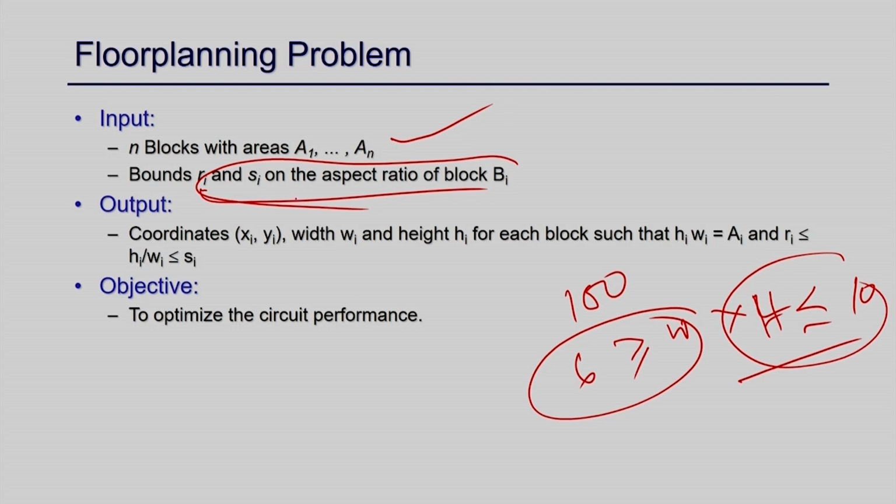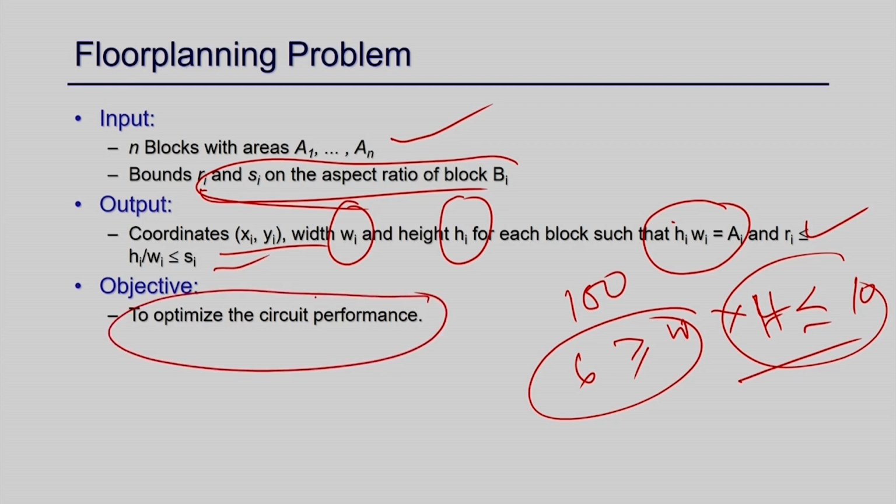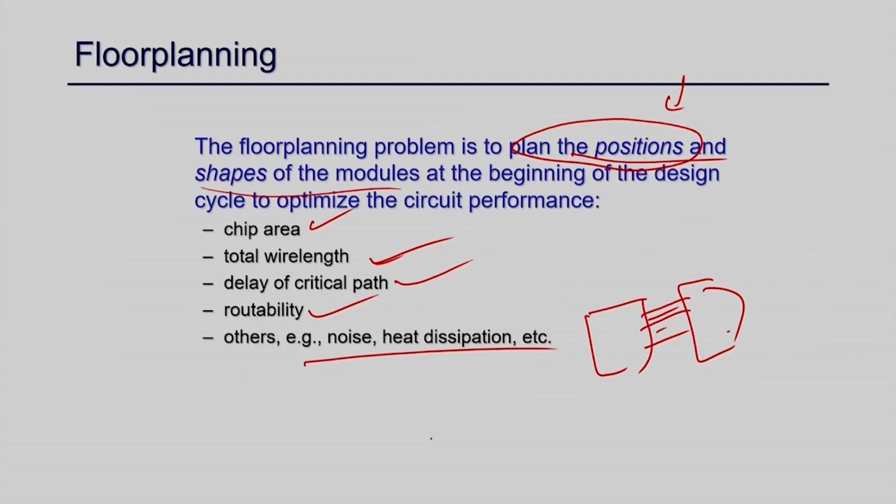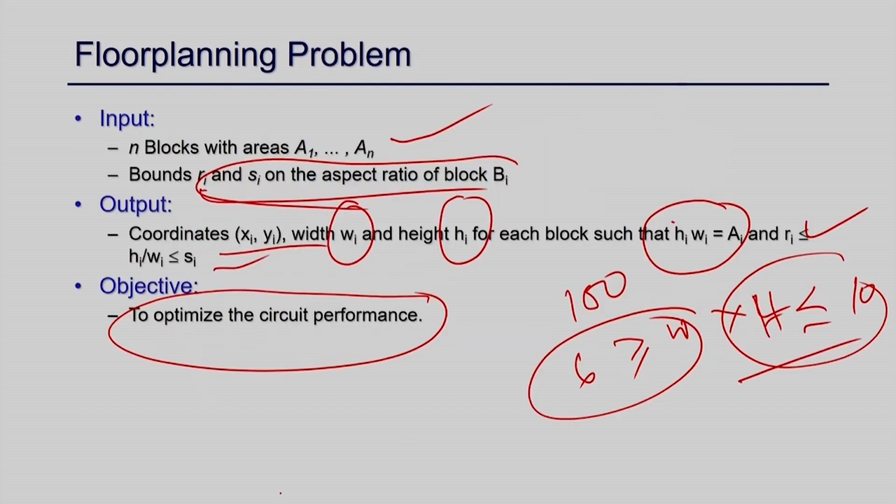And then what is the output? You try to find the location of each particular block, and you also find the width and height of each block, such that the total area is minimum, and all these heights and widths satisfy the aspect ratio constraint given to you, and your objective is something to optimize the circuit performance. The performance may be one of them. So this is the problem.